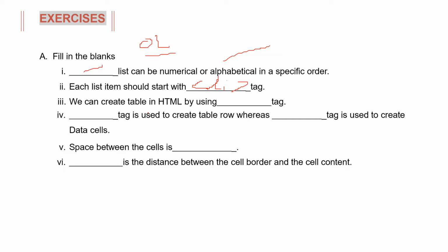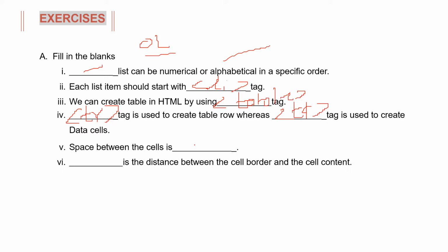You can create table in HTML by using table tag. Dash tag is used to create table row, whereas dash tag is used to create data cells. So tr is used for table row and td is for table data.